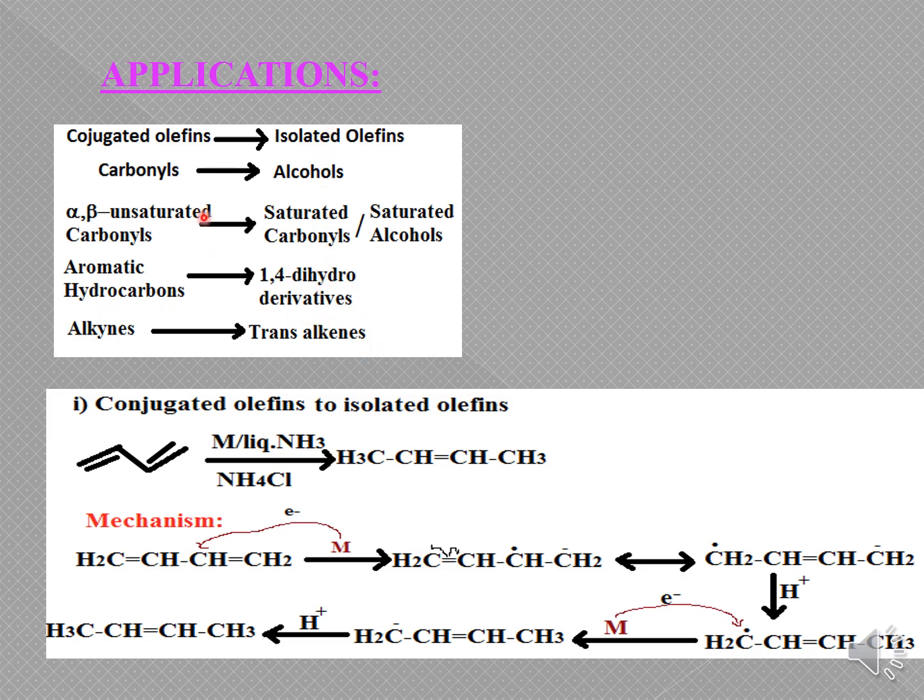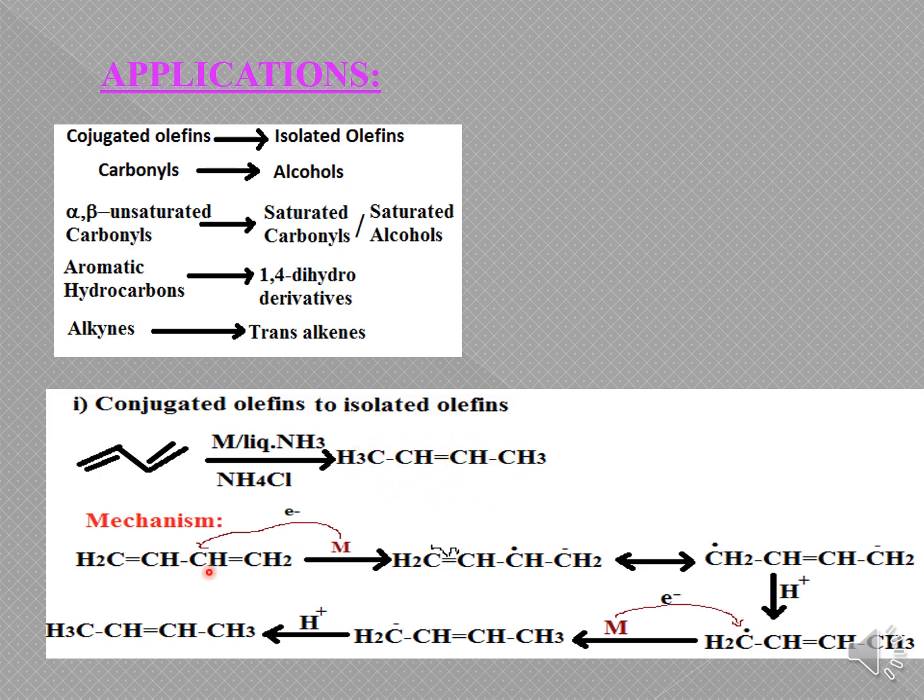These are all written in words; now I will show you in the reaction part, how the structure of a conjugated olefin converts into an isolated olefin, with the reaction and the mechanism. For the first application, this is your conjugated olefin. When the conjugated olefin is treated with metal in liquid ammonia in the presence of ammonium chloride, it converts into the isolated olefin.